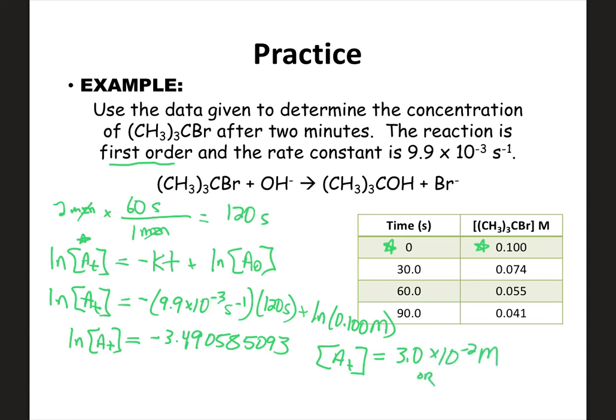Obviously, you could use 0.030 molar as well. Either of those works. You have your 2 sig figs and you have molar as your units. All right, so this was just another example. Watch your units of time with your k units here, but do the math correctly, plug in, and solve.